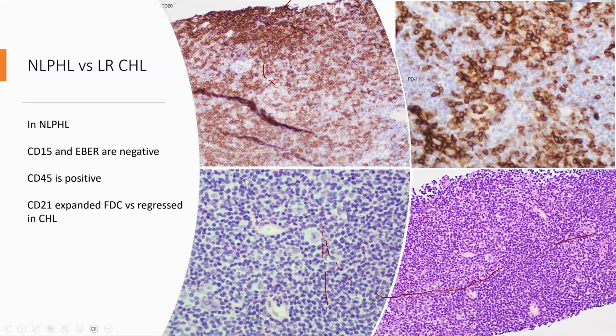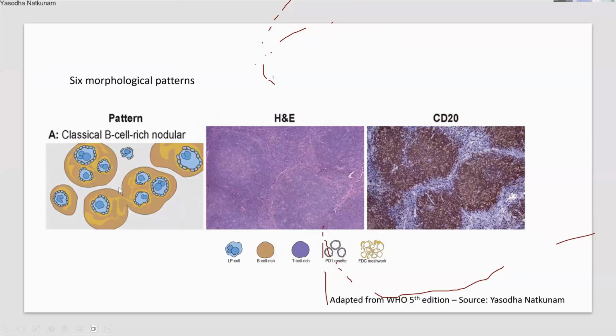And the CD21 is a good marker. I don't have that example here, but usually it shows expanded follicular dendritic meshwork in nodular lymphocyte predominant Hodgkin lymphoma. I'll not go into details on this, but you have to know that there are 6 morphological patterns, and it's dependent on the availability of CD20. So patterns A to C are thought to have better prognosis than D, E, and F.